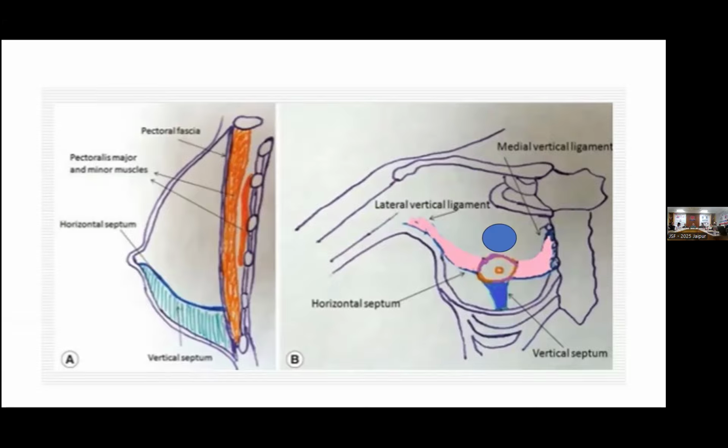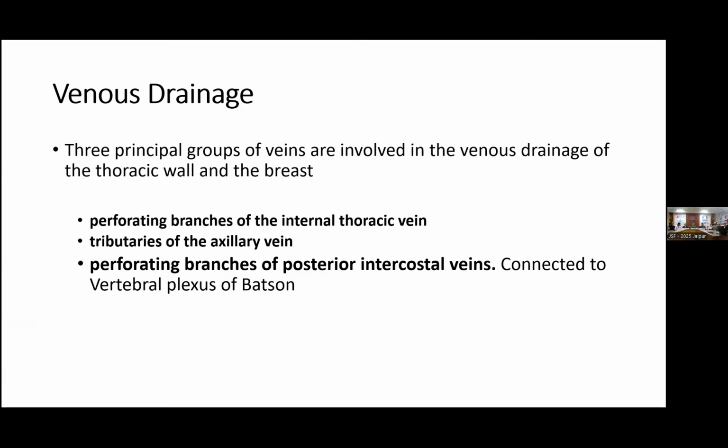And as the circle showed, if we remove that area, the NAC can be completely mobile on the central pedicle to be shifted anywhere, up, down, anywhere. So this helps us to do mammoplasty based on a central pedicle. Now venous drainage: why it is important is because of METs.